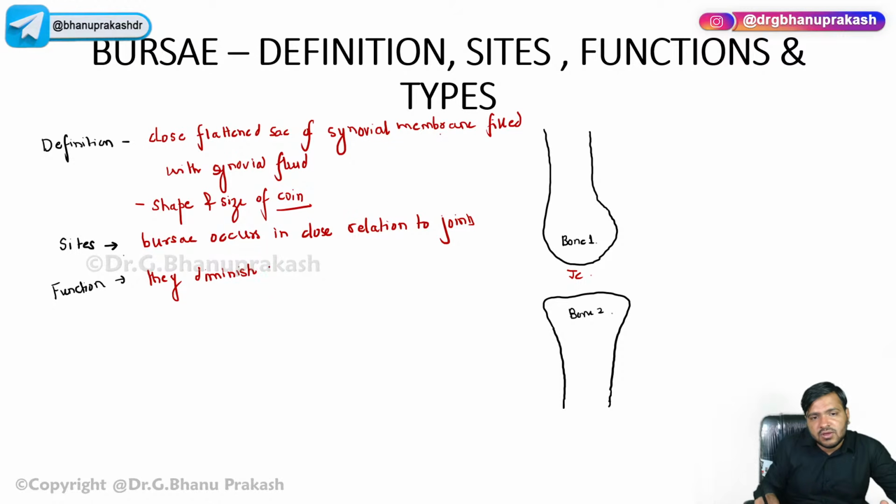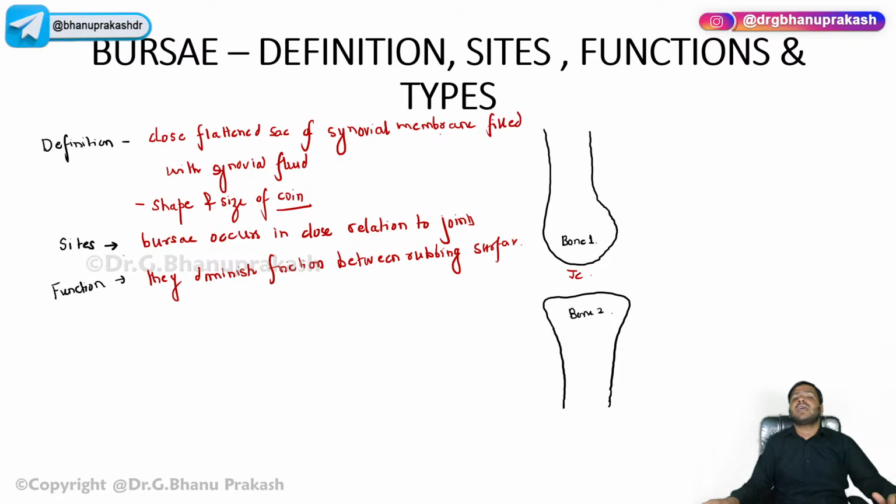They diminish friction between the rubbing surfaces. What is their function if they are present in the joint cavity as well, guys? What is the basic function of these bursa? They actually diminish the friction between the rubbing surfaces, right?